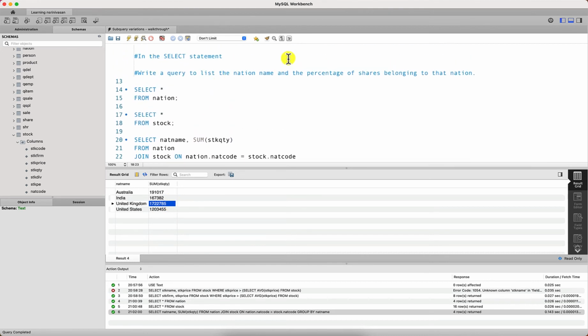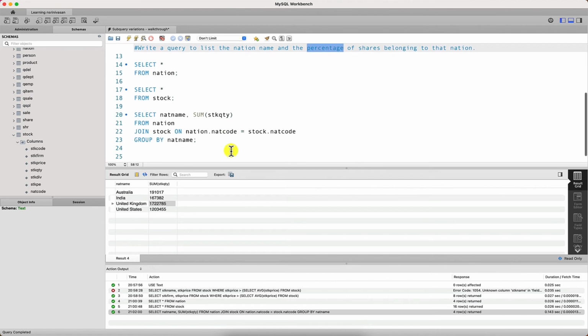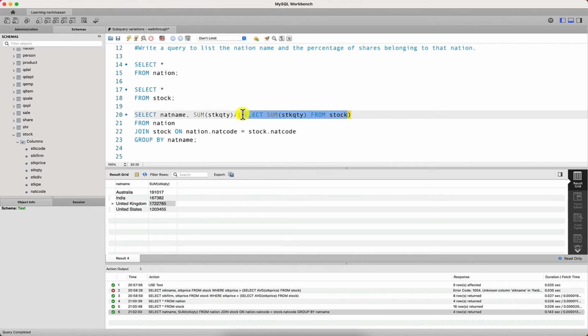Now, I don't want the quantity of stock, I want the percentage. Right? To get the percentage, one has to realize that I need to divide 191,017 for Australia by the total number of stocks. The question is, how do we get the total number of stocks? The total number of stocks can be gotten with the query select sum of STKQTY from the stock table. That gives me the total number of stocks that are actually present in the stock table.